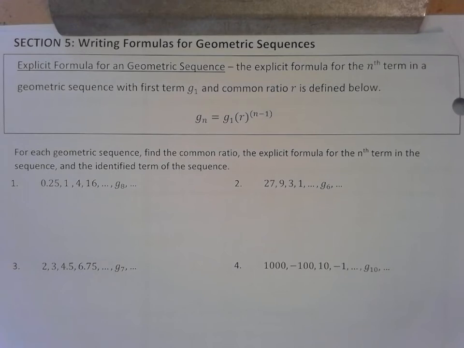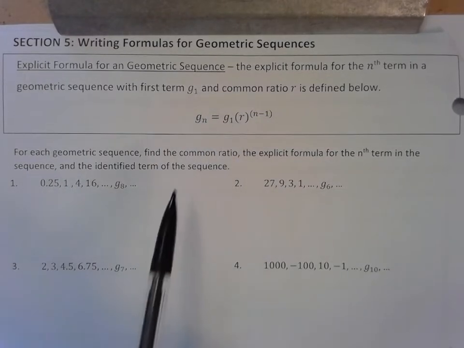This is again day 2 of our notes on chapter 7. In section 5, we're going to write formulas for geometric sequences in both their explicit and recursive forms. Starting with the explicit formula at the top, we can find the explicit formula knowing the first term and the ratio.